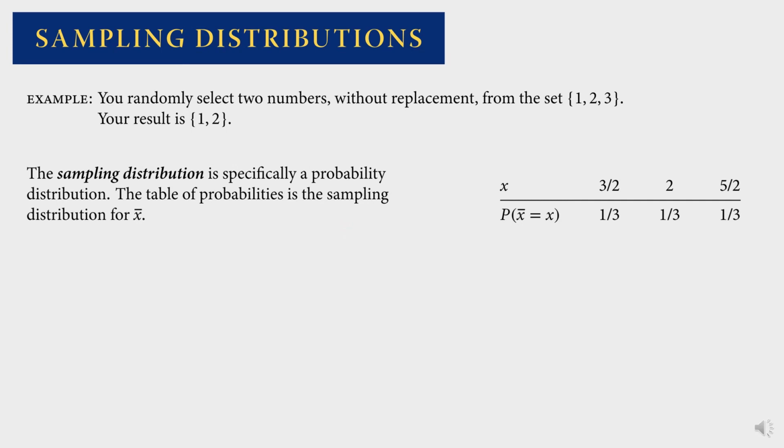2 out of 6 is 1/3. There is a 1/3 probability for each outcome. This is called the sampling distribution. The sampling distribution is a probability distribution that specifies the probability for each value of a sample statistic. In this really simple example, the sample mean turned out to have a discrete uniform distribution. There are 3 possibilities, and they're all equally likely.